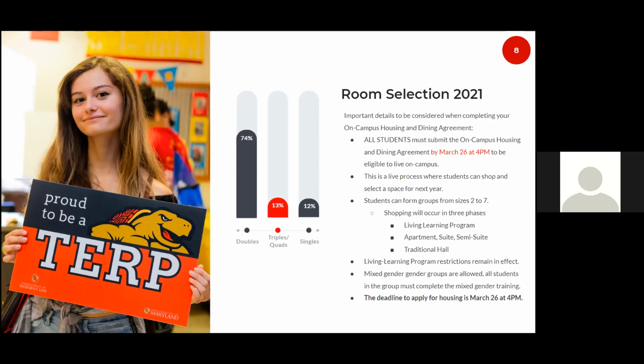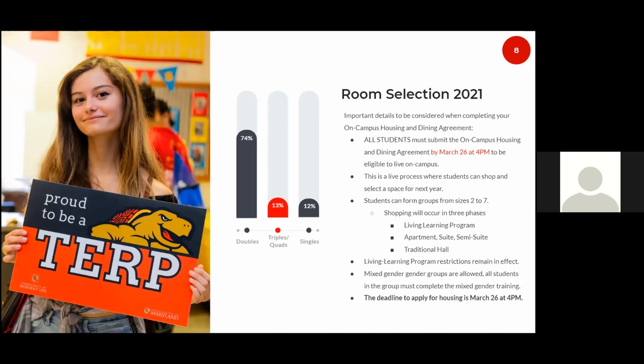Keep in mind that living learning program restrictions remain in effect. So a student who is not in a living learning program will not be able to live in those areas. We do allow mixed gender groups. Students who are interested in having a mixed gender group should complete the mixed gender training, which is found on our website, reslife.umd.edu. Once again, the deadline to apply is March 26th at 4 p.m.